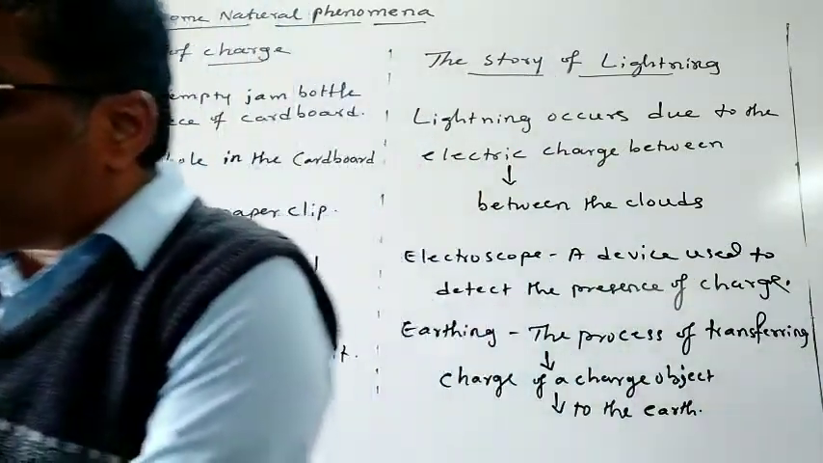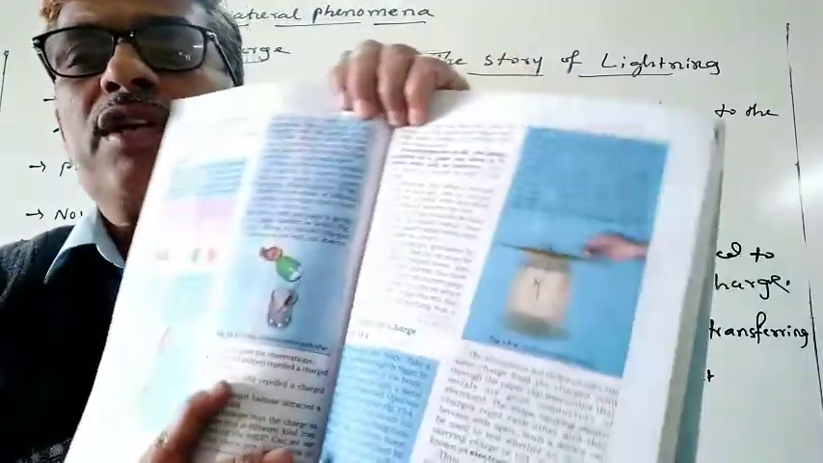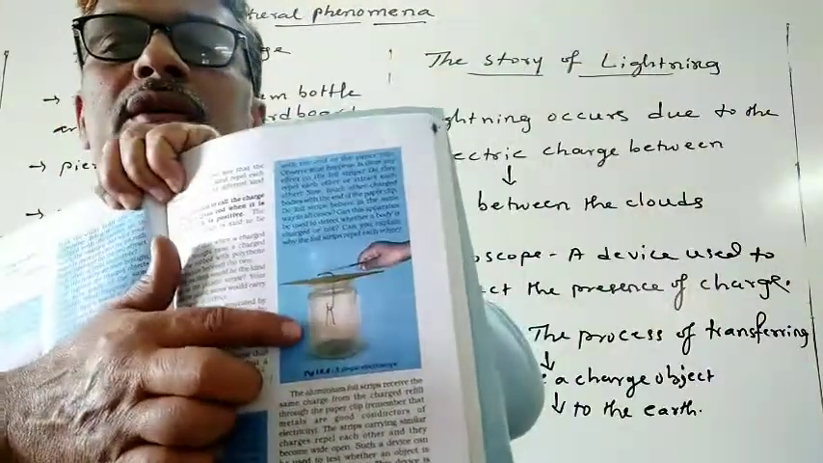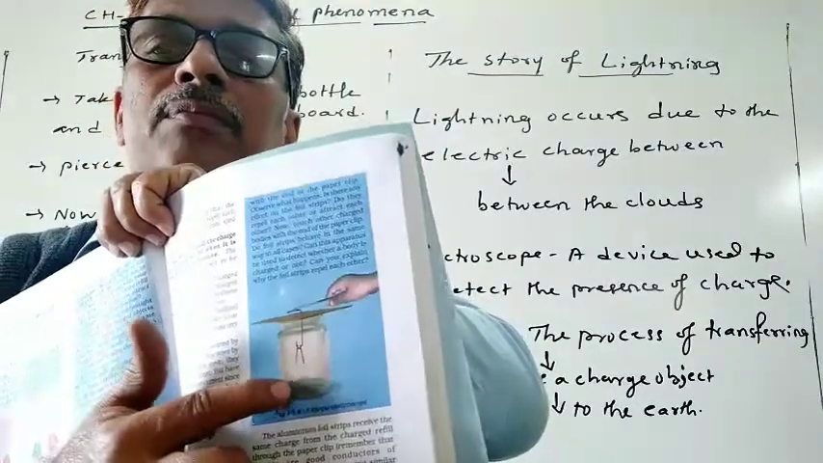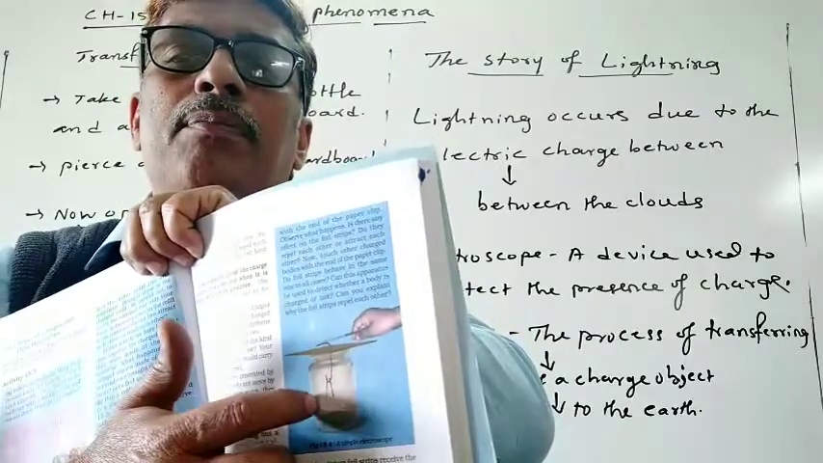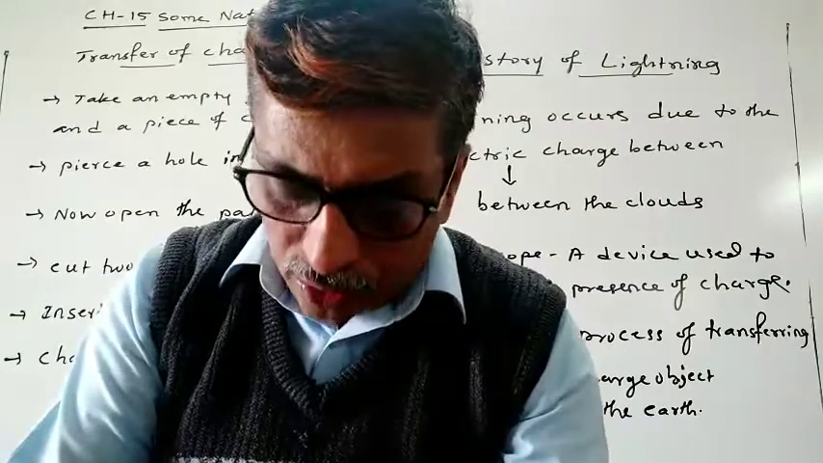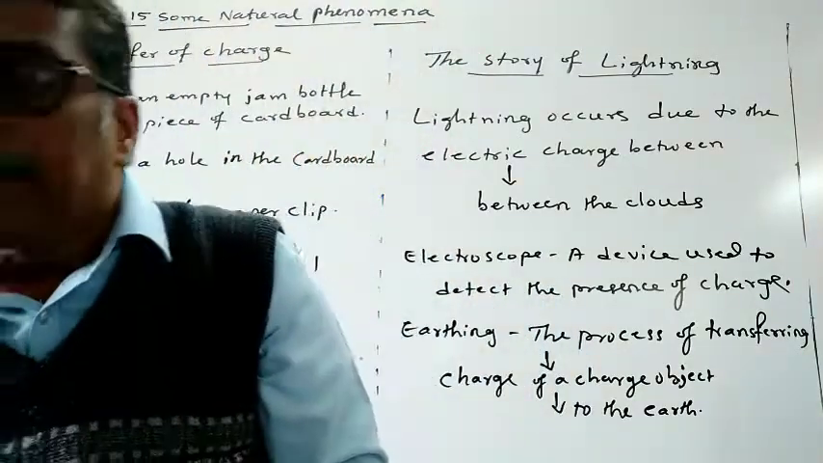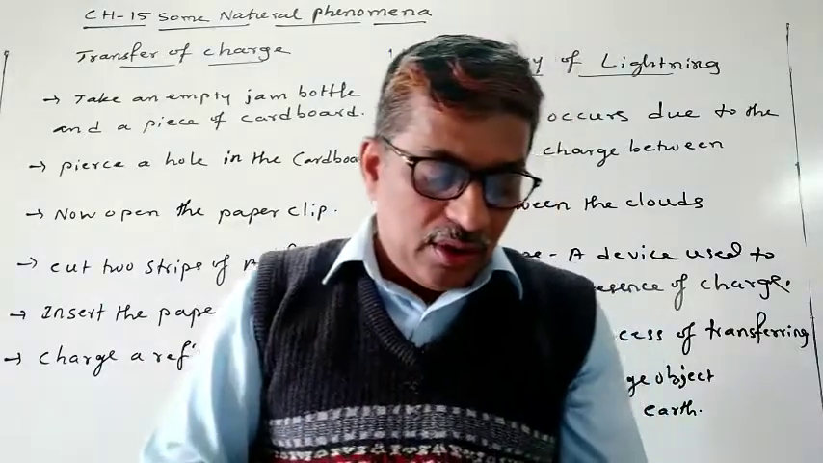So this is the arrangement given in the textbook. You have to make this type of arrangement. See here, the bottle, and this is the cardboard and paper clip, and here the aluminum foil. Like this, you have to make the arrangement. And what you will find, observation one.